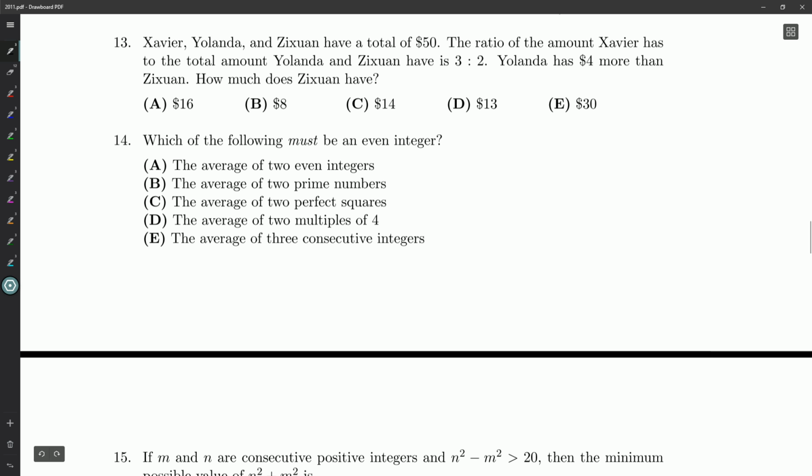Root Beer here, and I'm looking at question 14. So we're almost at the halfway point in part B on our 2011 Fermat paper.